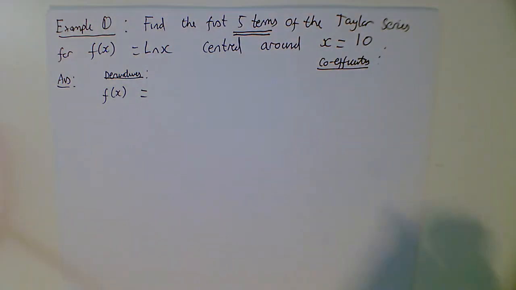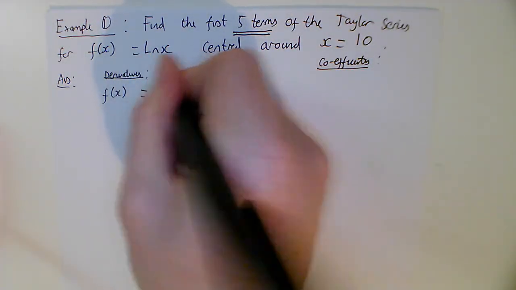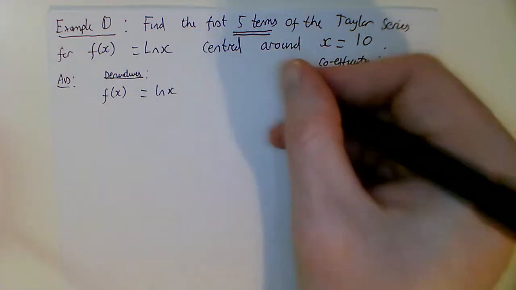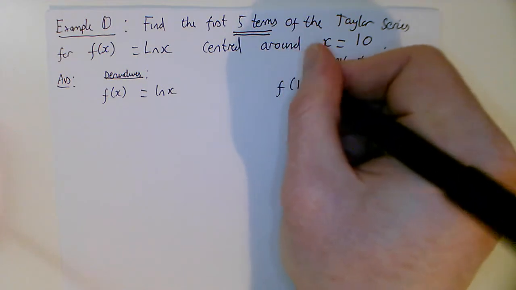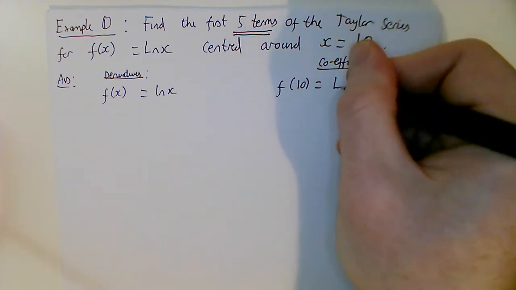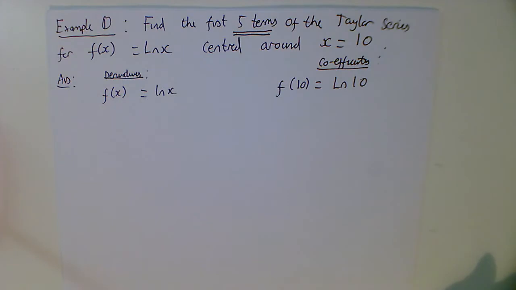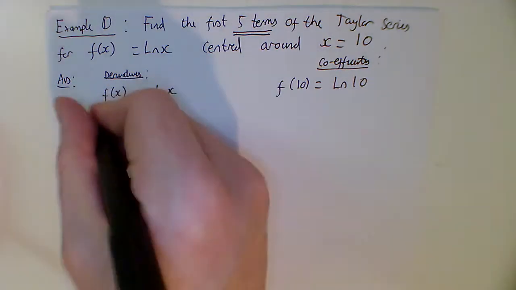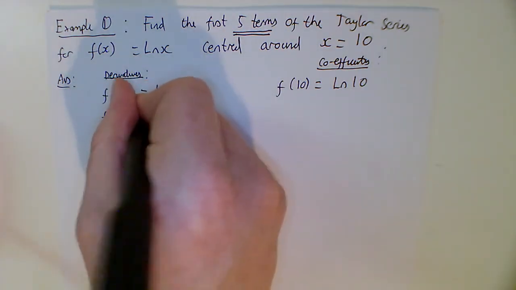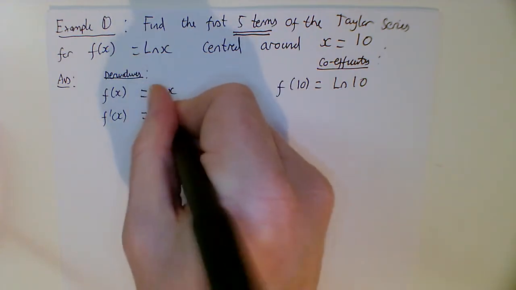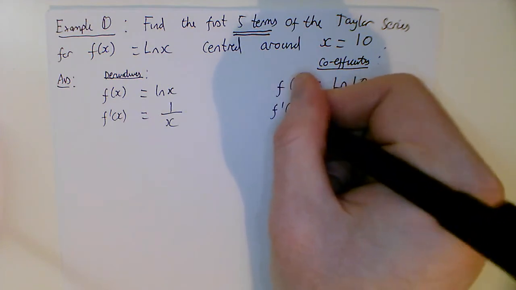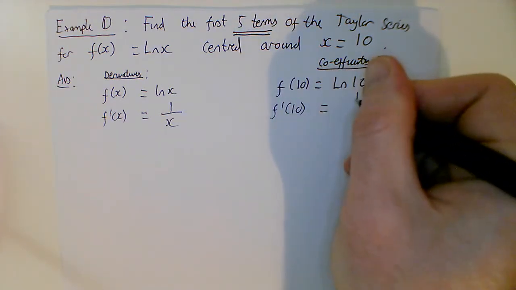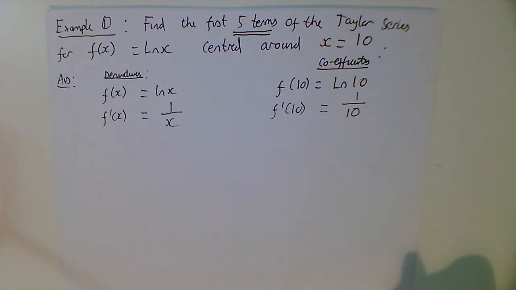So f of x equals ln x. For the coefficient, all you do is you substitute in the centre around value. That's just ln 10. Then f dashed of x, you differentiate ln x, you get 1 over x. And for the coefficient, we just shove in 10 again, which I'm just going to leave as 1 over 10. Obviously I could write it as 0.1 if I wanted to.